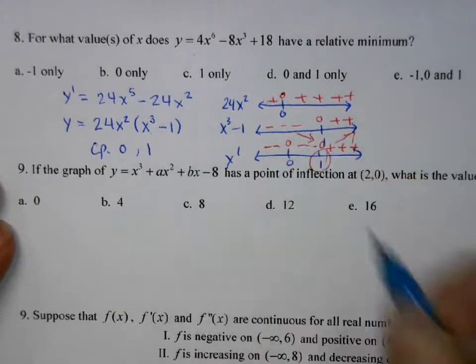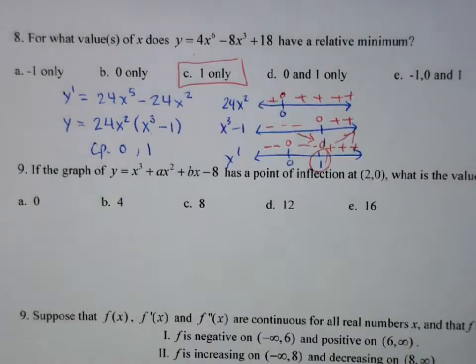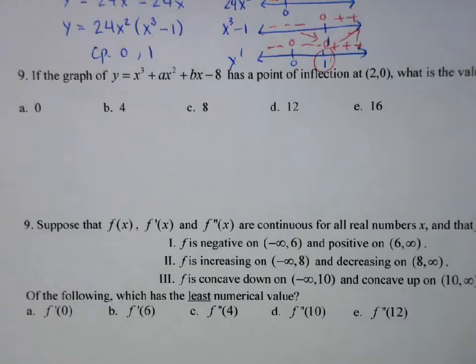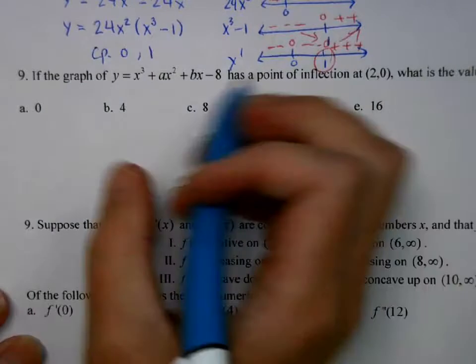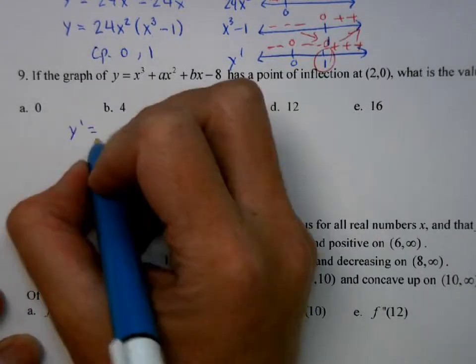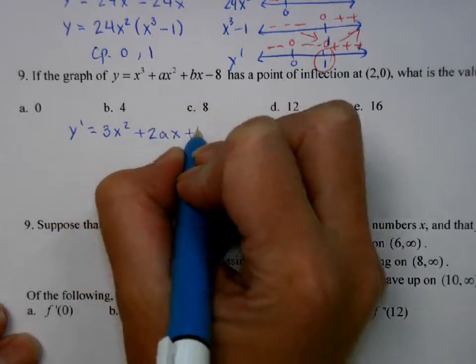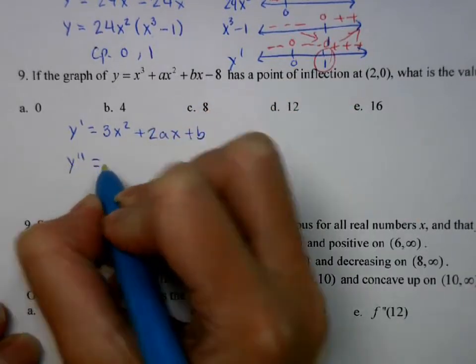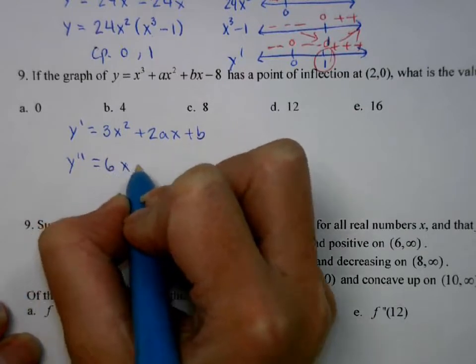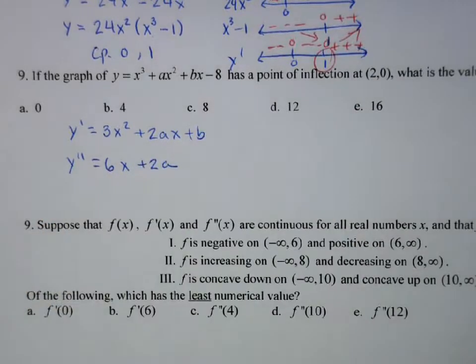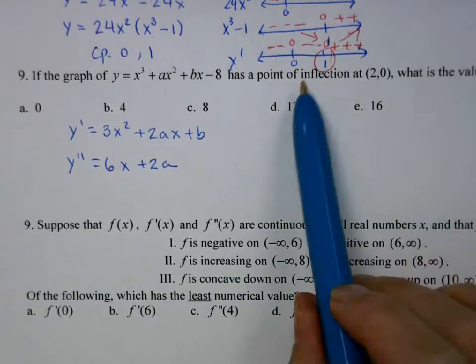Next problem here, if the graph of x cubed plus ax squared plus bx minus 8 has a point of inflection at (2, 0), what is the value of b? So point of inflection, that's going to occur at the second derivative. So our second derivative is 6x plus 2a. Okay, well, I know that there is an inflection point at the point (2, 0), which means my second derivative is going to be 0 when my x value is 2.